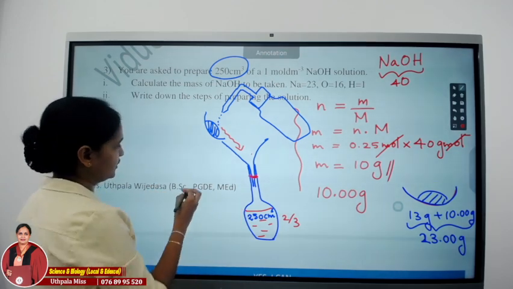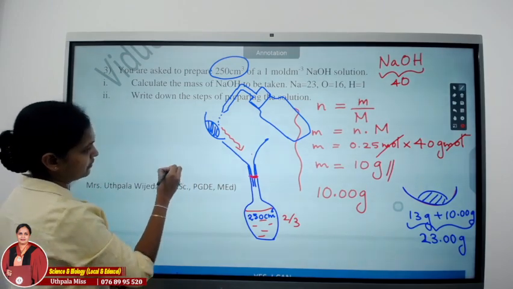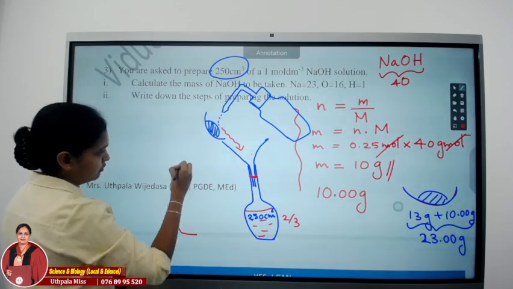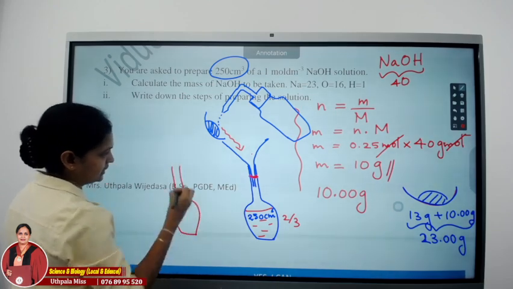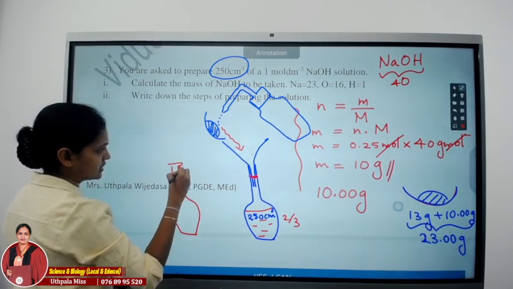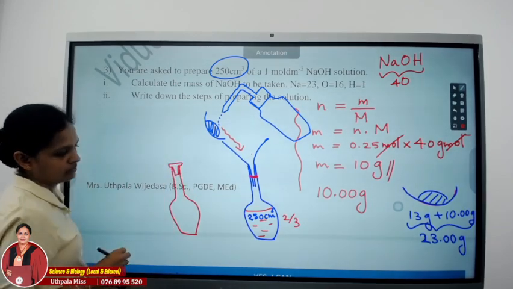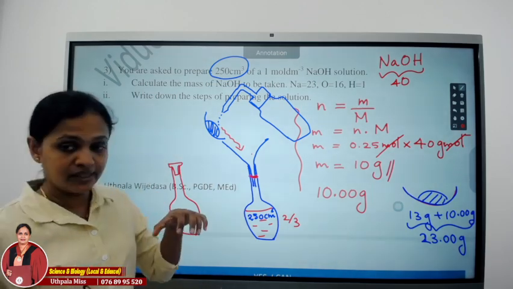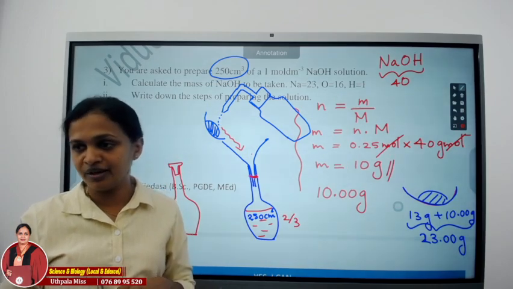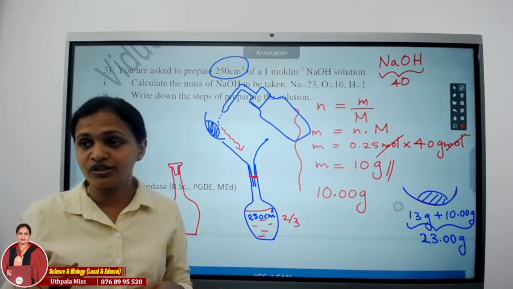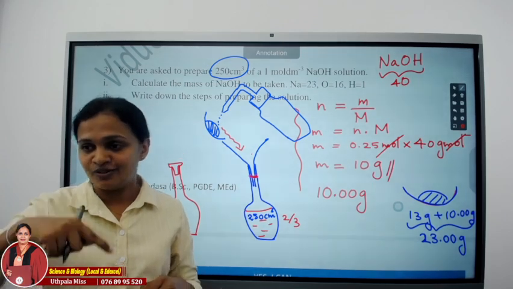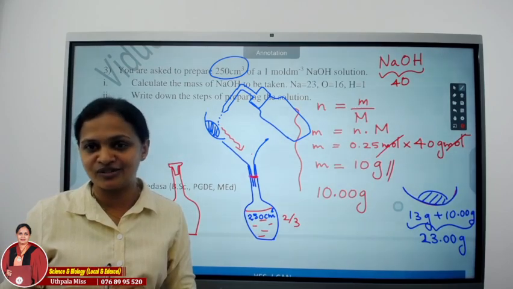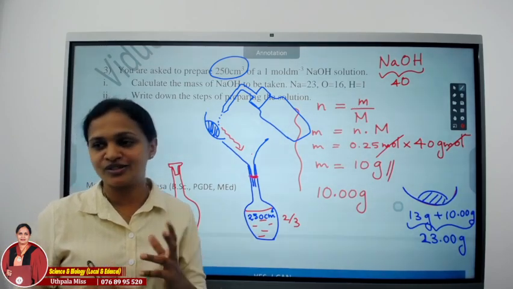For the volumetric flask, there is a stopper. Then after transferring, you insert the stopper. Then you have to dissolve all the sodium hydroxide. For that, we should not use a glass rod, right? If we use a glass rod, a certain amount comes in contact with the glass rod also. Therefore, we should not use a glass rod.